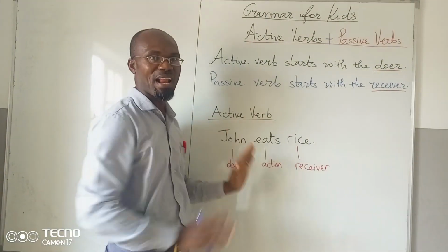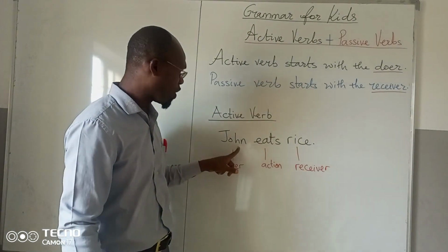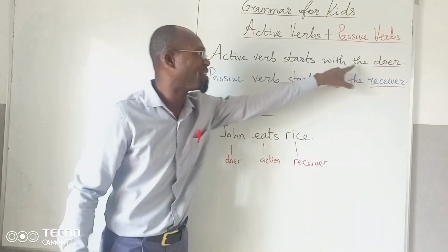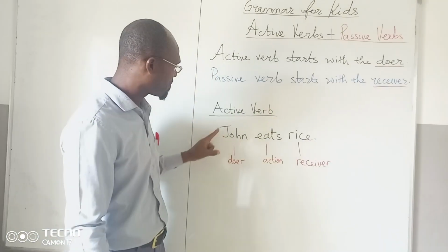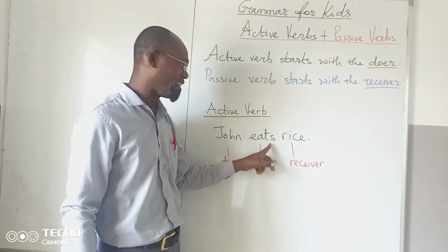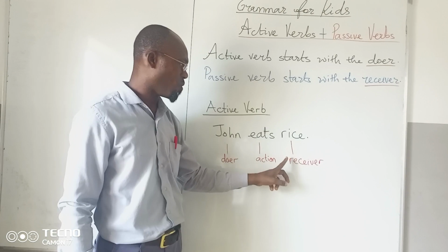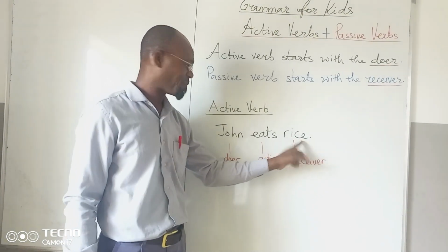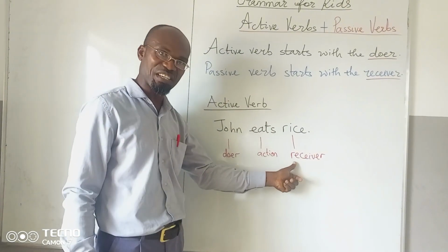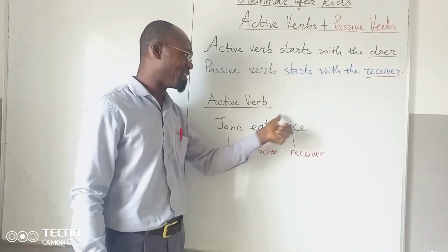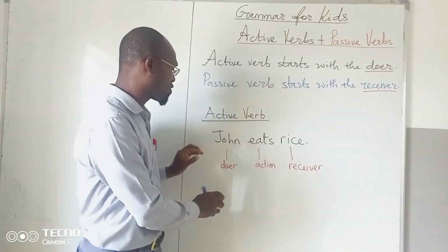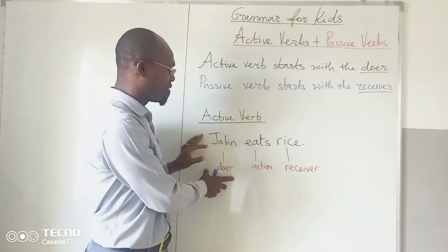Now, here's an example of an active verb. John eats rice. Take note, we said active verb starts with the doer. Who is the doer here? The doer, John. What's the action he is performing? Eat. Who is receiving it? Rice. So you have John, the doer, and rice as the receiver. For active verb, you always have the doer at the beginning.